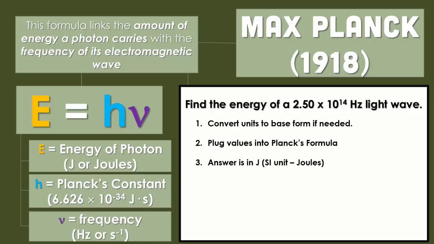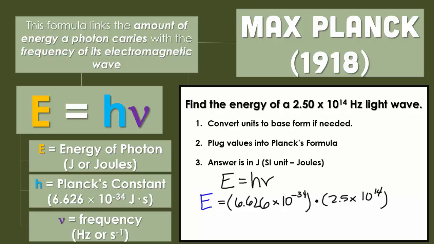So first step is let's find the energy of a 2.5 times 10 to the 14th hertz light wave. So what do we got to do? We're going to convert the units to base form if they are needed, just like we did in the last round. And then we're going to plug the values into Planck's formula, and the answer should be in joules if you're looking for energy.